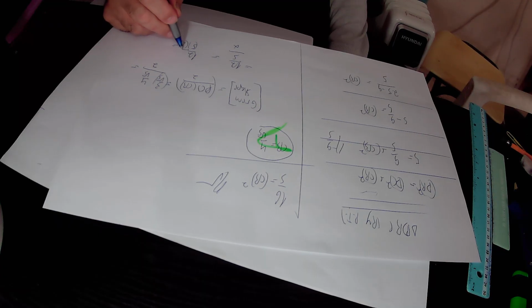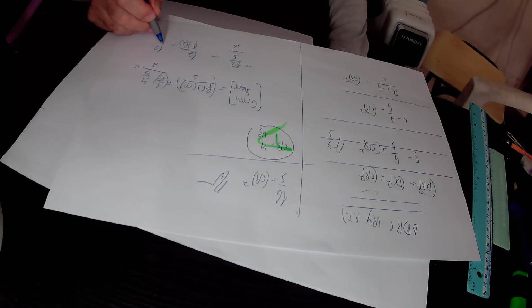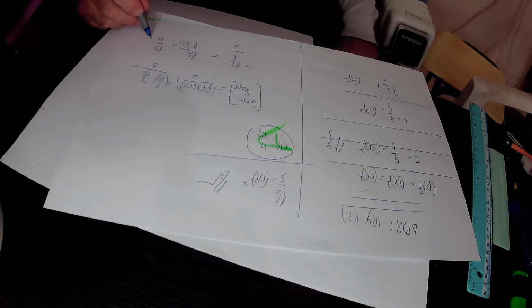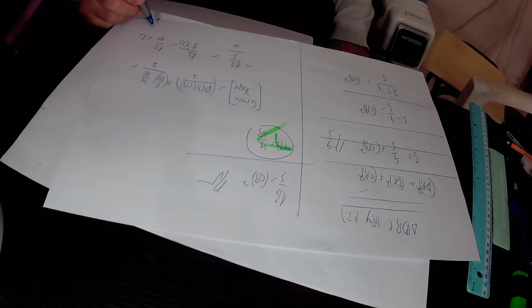So in total, the area of the green shape equals 12 over 5 times 2, that is 10. So the area of the green shape equals 12 tenths, or it equals 1.2 square units in its size.